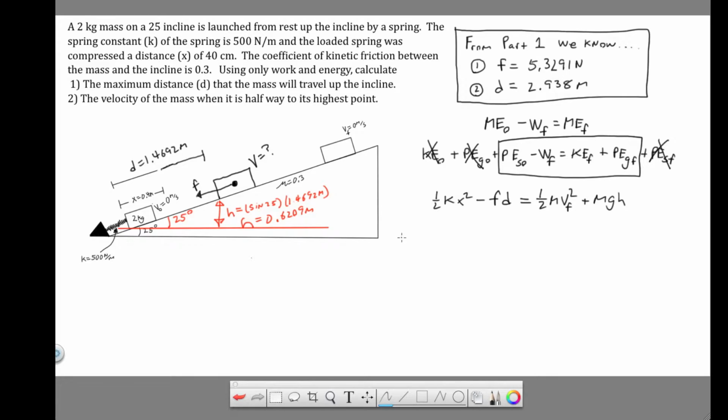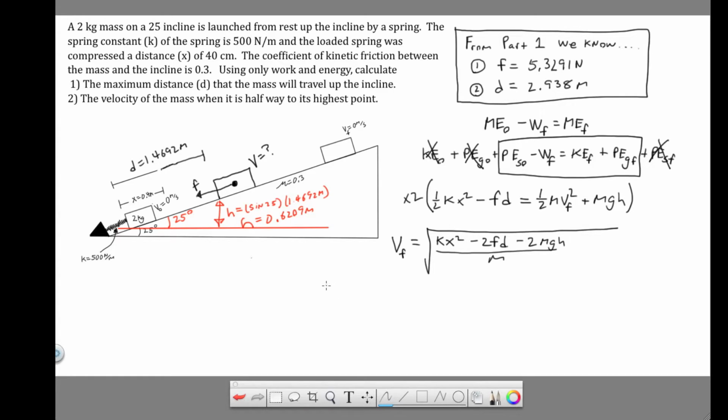So doing the algebra, what I did is I'm gonna multiply everything by 2 to get rid of the 1/2s, and then solve it for v final. So I'm just going to do this in one step to make the video a little shorter. So if you do the algebra correctly, you get v final equals square root of kx squared minus 2 frictional force times distance minus 2 mgh, all divided by m.